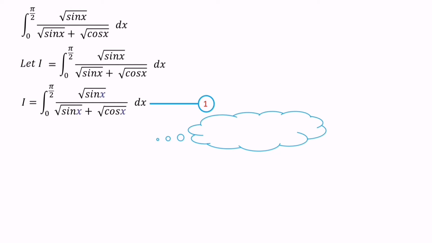The integral from 0 to a of f(x) is equal to the integral from 0 to a of f(a minus x). Using this equation, we can rewrite the capital I value as the integral from 0 to pi over 2. Instead of the x variable, we substitute upper limit minus x, in here, pi over 2 minus x.